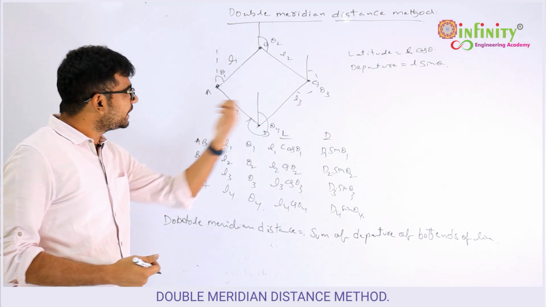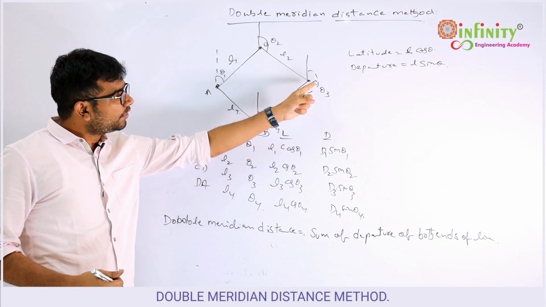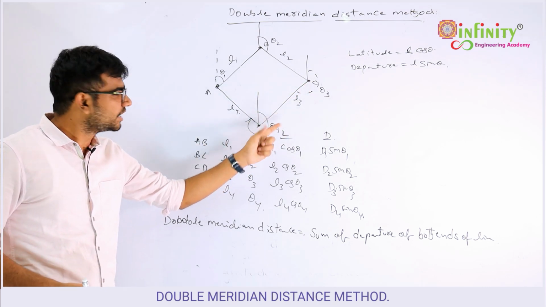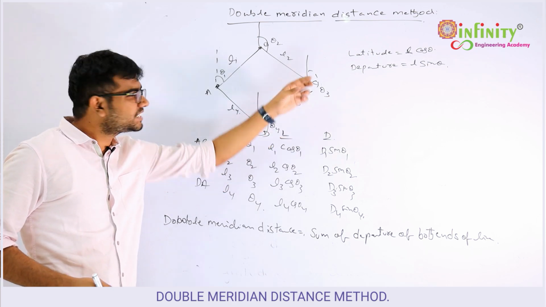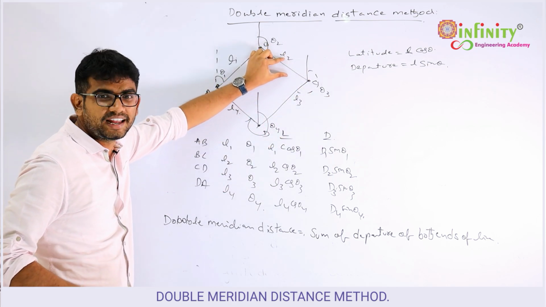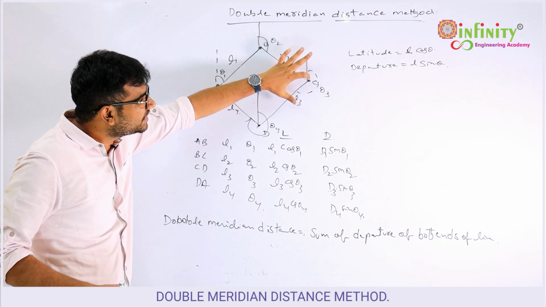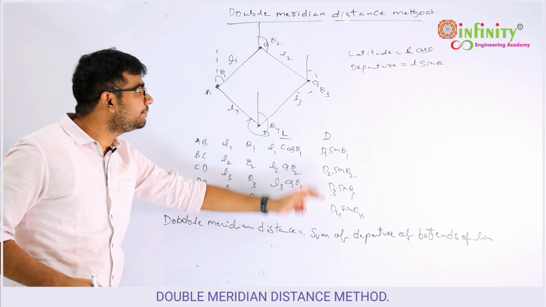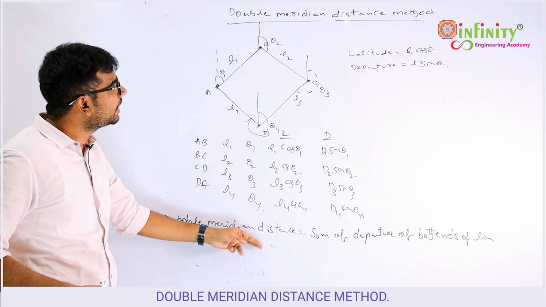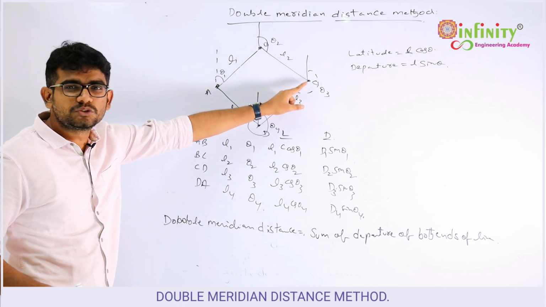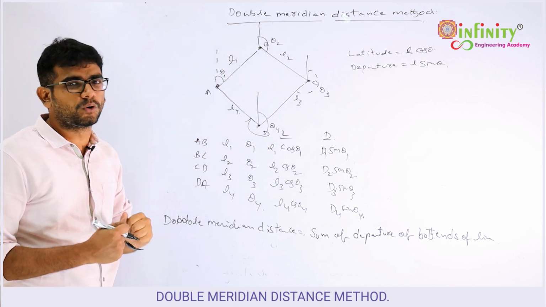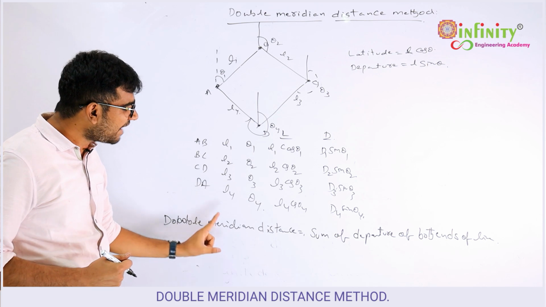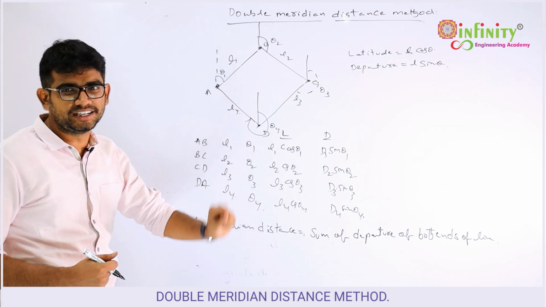Now the thing is, if you take this line, suppose I do not know the departure of this point. I know the departure of this line, but I do not know the departure of this point. That's why you cannot calculate the DMD of the line by adding these 2 values, because we do not know these values. So in this case, we have a formula to determine the double meridian distance.